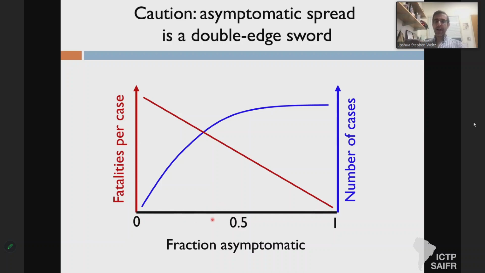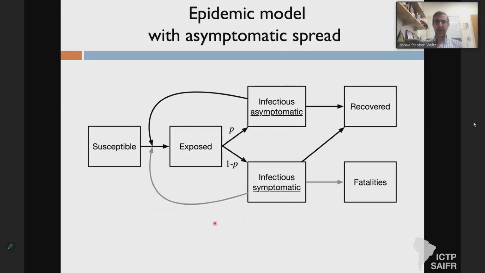So strangely enough, this asymptomatic transmission, which seems good because we have cases that don't lead to bad outcomes, can actually lead to worse outcomes at the population level. So now let me turn this into a model. We have susceptible individuals, exposed individuals, and now with some probability P, I'm going to classify an infection as asymptomatic and 1 minus P classified as symptomatic.